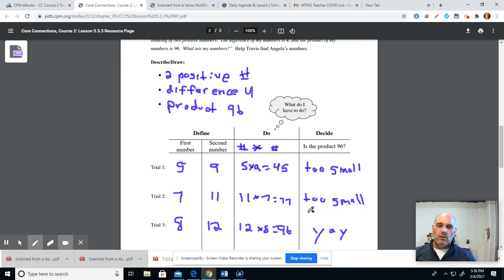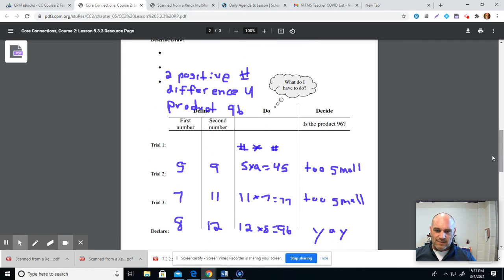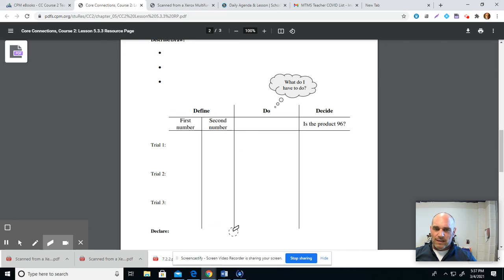All right, so the last thing we need to make sure that we do on our 5D process, and this is the one that kids sometimes forget, is at the very bottom, and sorry, but my ink does not go down with us. I need to put something on the declare. So I'm going to erase this just so you can see. So my declare wants to know what my two numbers were.